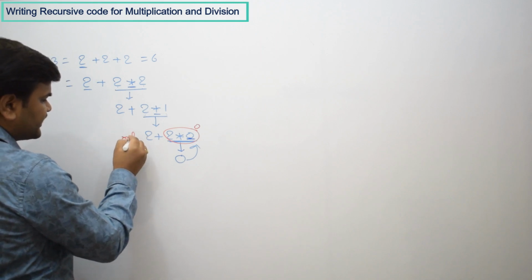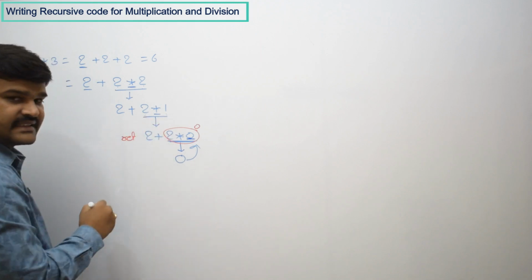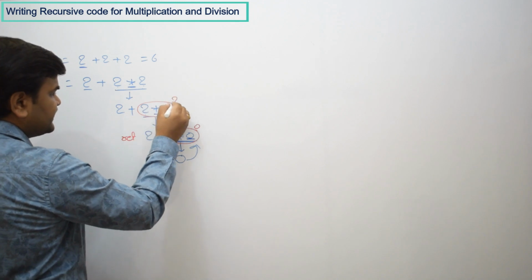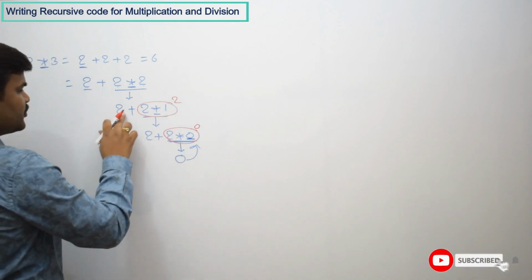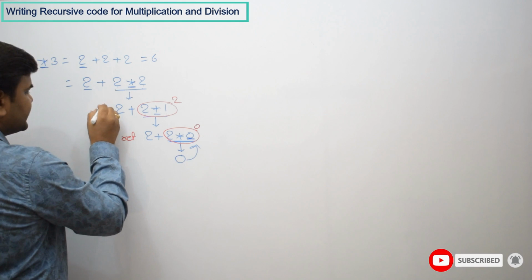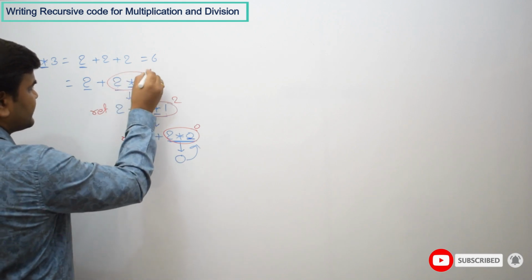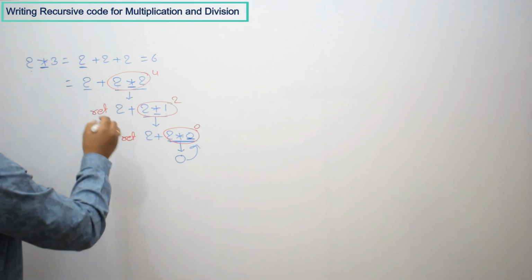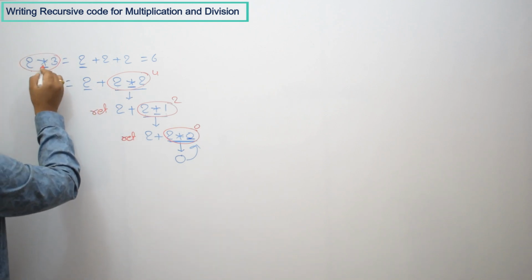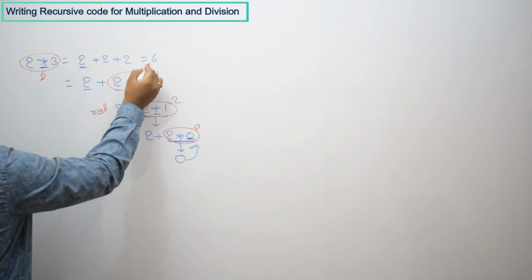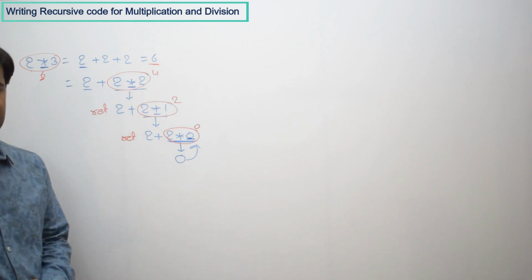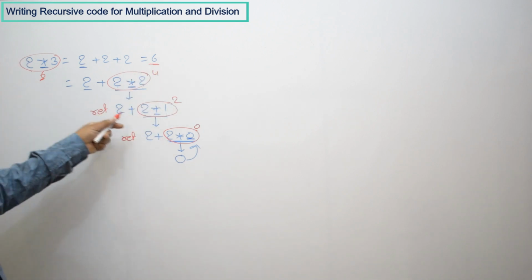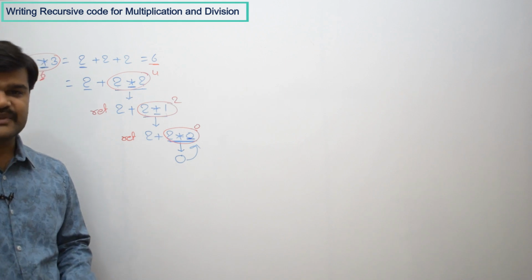To where you have to return? To where it was called. So we return 2 here. In the same way, 2 plus 2, 4. This 4 we return to here. Now 4 plus 2, 6. That 6 we return to this place. So in this way we get the answer, and in this way we are seeing the recursive step here.